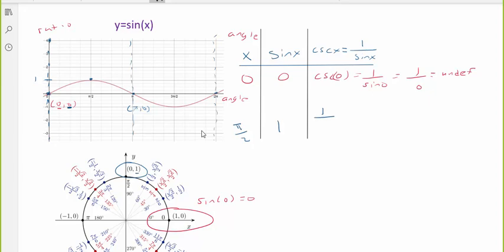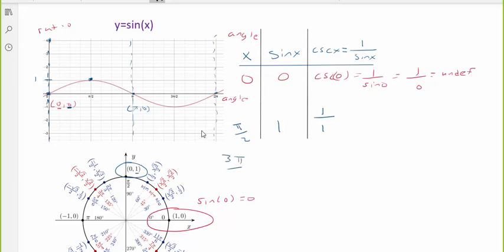1 divided by sine is now going to be 1 divided by 1. So in short, if you take the number 1 and you flip it, you get 1, right? Flip 1 over 1 and you get 1. It's the one number that when you flip it, you get itself. So this is the one place where cosecant intersects with sine. The same thing is going to happen at 3 pi over 2.